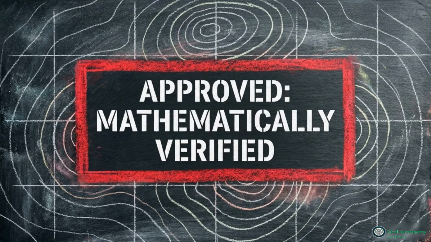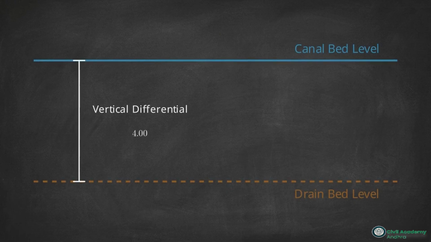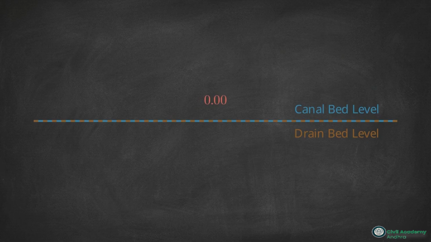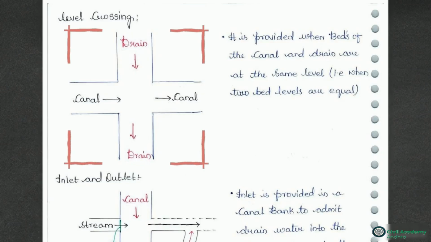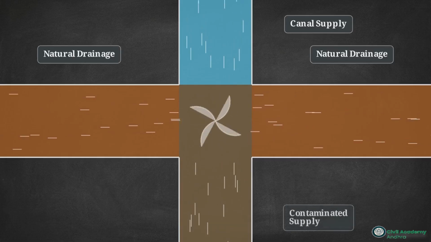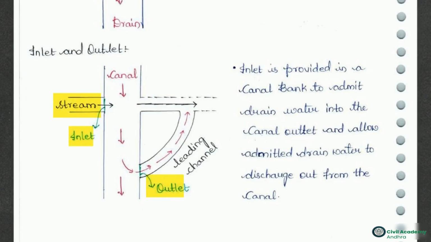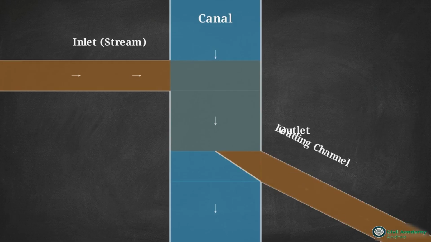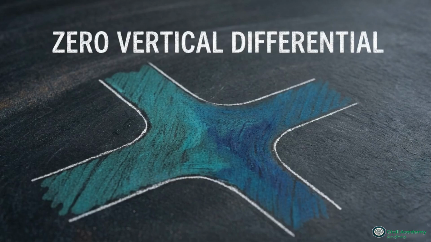There is a topographical anomaly where this vertical differential does not exist, when both the drain and canal bed levels are exactly equal. This specific four-way, same elevation intersection shown here is formally known as a level crossing. Level crossings are less than ideal because they necessitate the temporary mixing of natural drainage and the canal supply. For minor, low-volume streams, engineers use inlet and outlet structures instead. The stream flow is admitted directly into the canal bank and subsequently discharged through a leading channel further downstream. These coplanar designs are exceptions to the rules of flow separation, utilized only when vertical elevation differences vanish.